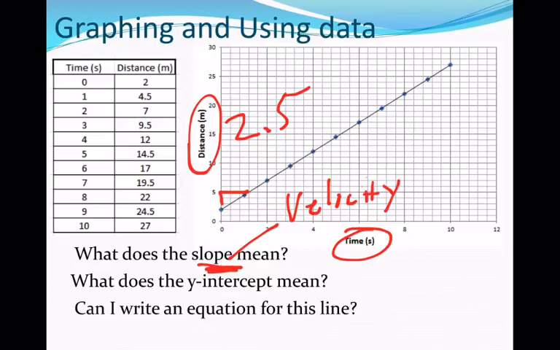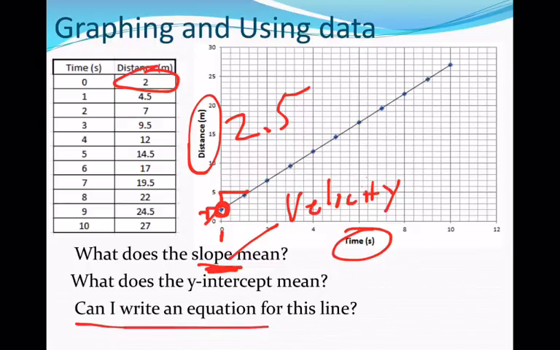So what does the y-intercept mean? Well, the y-intercept is right there. All that's telling me is that at time 0, that's where I am. Most of the time that's a starting position. Where did you begin? Did you start at 0? Did you not start at 0? And for us, we didn't. At time 0, we started at 2 meters for some reason.